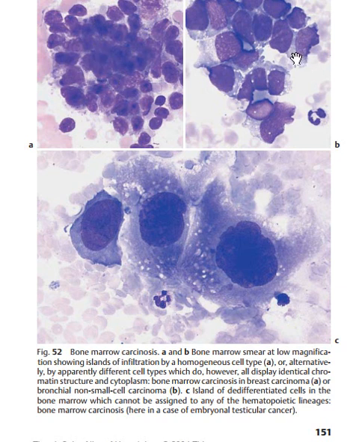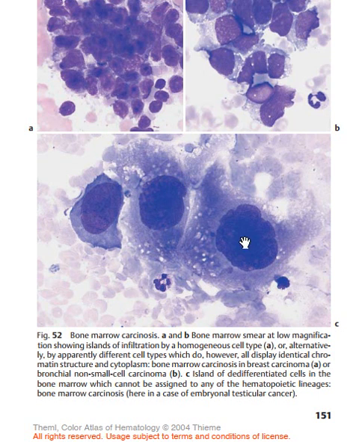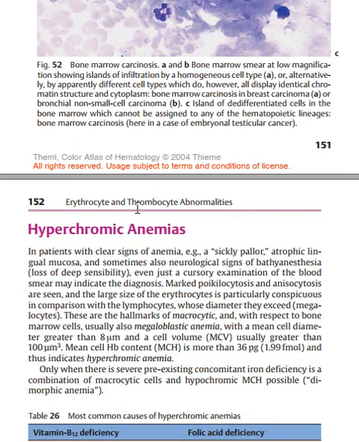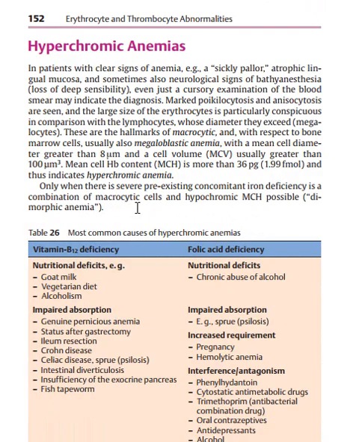The next one is diagram C, where you have islands of cells. This one is for breast cancer and this one is for small cell carcinoma from the bronchial tree. Now diagram C shows islands of dedifferentiated cells in the bone marrow that cannot be assigned to any hematopoietic image, as you can visualize here. So this is not a typical image. In this case you are visualizing the metastatic cancer cells inside the bone marrow. Now the next one is a hyperchromic anemia.